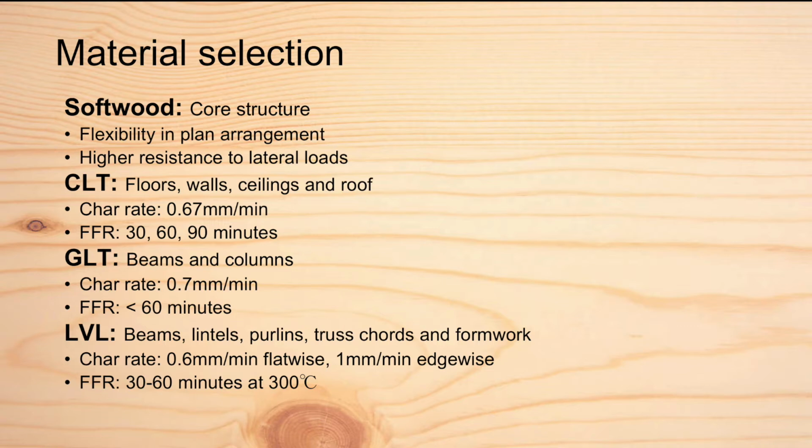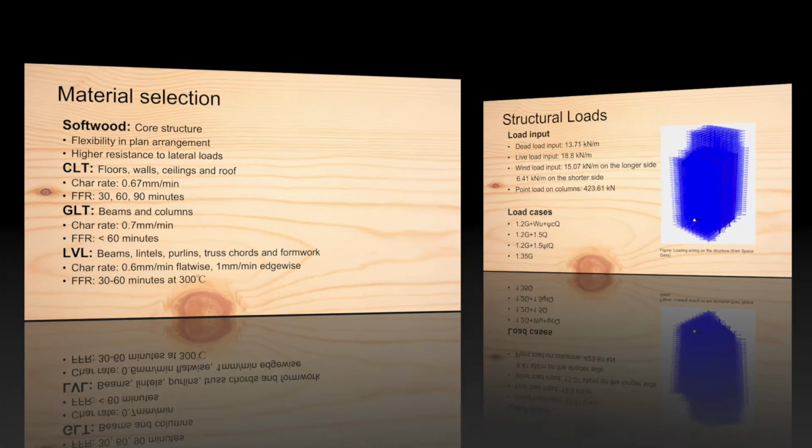For the slabs, wall, and bracing, CLT is more suitable than LVL, as it can distribute the load better. However, CLT resource is very limited in Australia, and it has not yet been covered in the code. Besides, this building is designed to have one-way slab. Therefore, LVL is used instead of CLT, and it has a charring rate of 0.6 to 1 mm per minute, with a fire resistance rate of 30 to 60 minutes at 300 degrees Celsius.